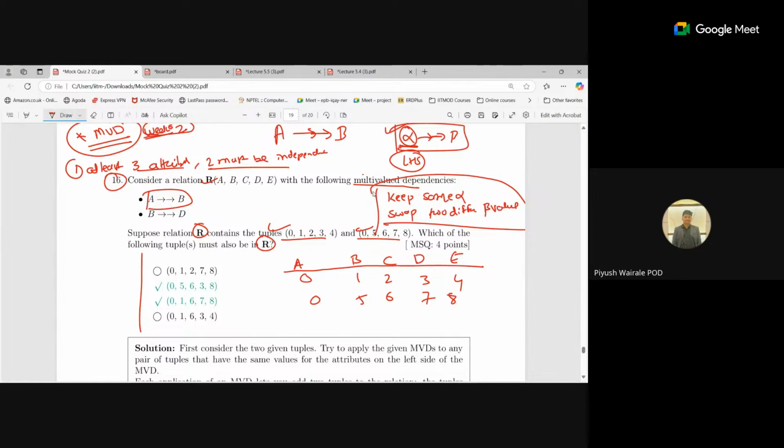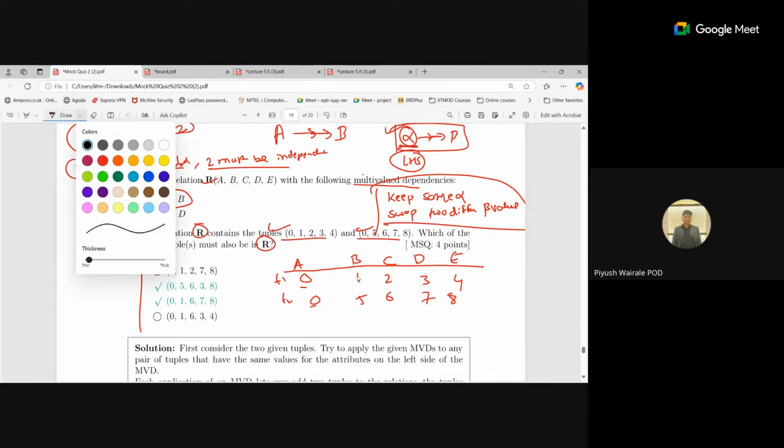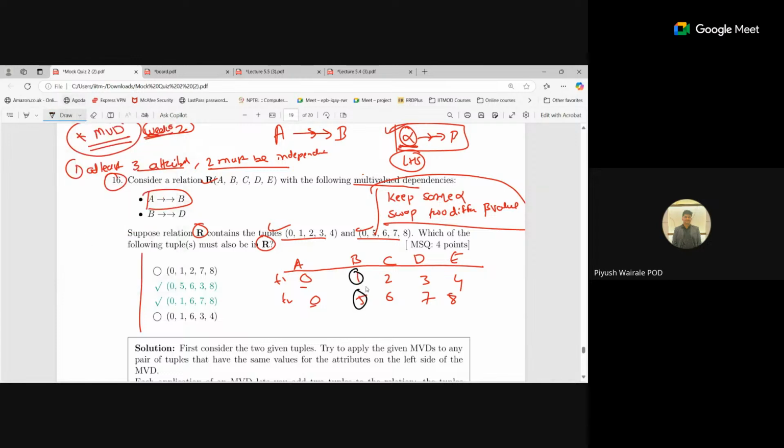So what I said: for MVD, keep the alpha value the same. So we have this T1, T2. Now the alpha value is the same. Exchange the two different beta values. So here you can see beta 1 and 5. I'm going to swap these values, so instead of 1 it will be 5, and instead of 5 it will be 1. Now I got two new rows: 0, 5, 2, 3, 4, and 0, 1, 6, 7, 8.